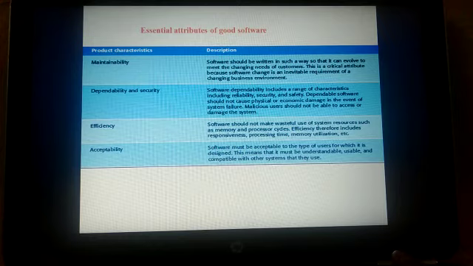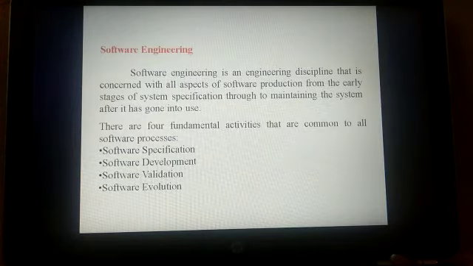Software must be acceptable to the types of users for which it is designed. That is, it must be understandable, usable, and compatible with other systems which are in use. So these are very important attributes of good software. There are four fundamental activities in software engineering as an engineering discipline: software specification, software development, software validation and software evolution.